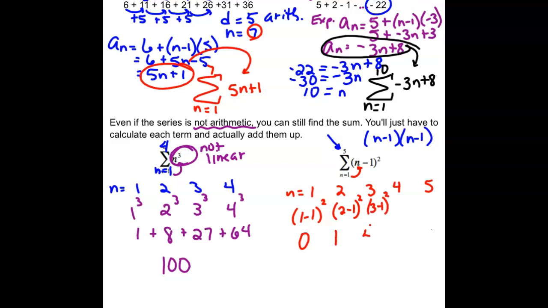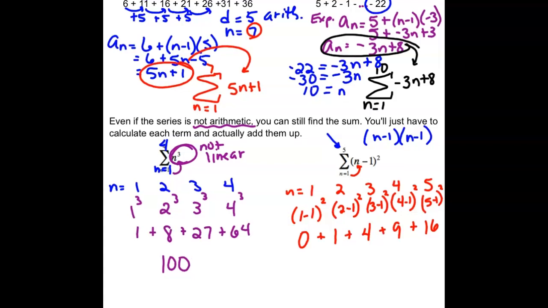2 squared would be 4. Fourth term would be 4 minus 1 squared. So 3 squared would be 9. And our fifth term is 5 minus 1 squared. 4 squared would be 16. We're going to add those up. All right, we can make this easier on ourselves. We know 1 and 9 add up to 10, and we know 4 and 16 add up to 20, so our total must be 30.